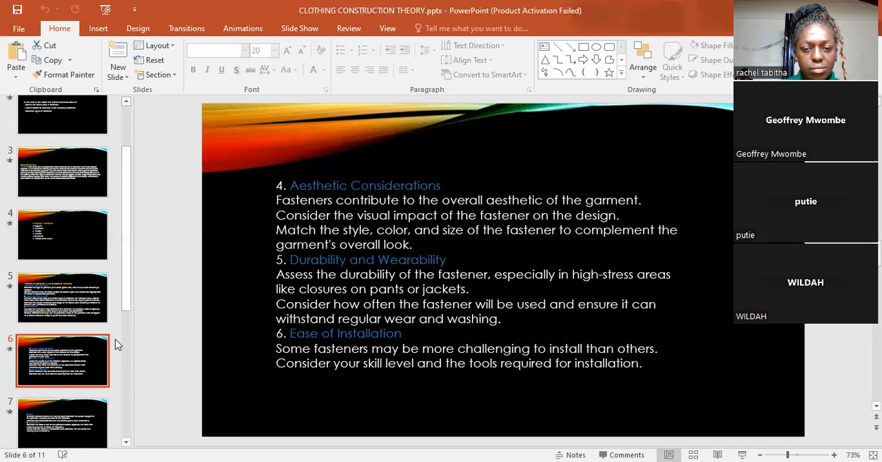Okay, because of its durability. A fastener is attached to a garment to enable wear, and also you can be able to remove the garment. Is that okay? Wilda, you're in class? Yes, but I cannot hear you.